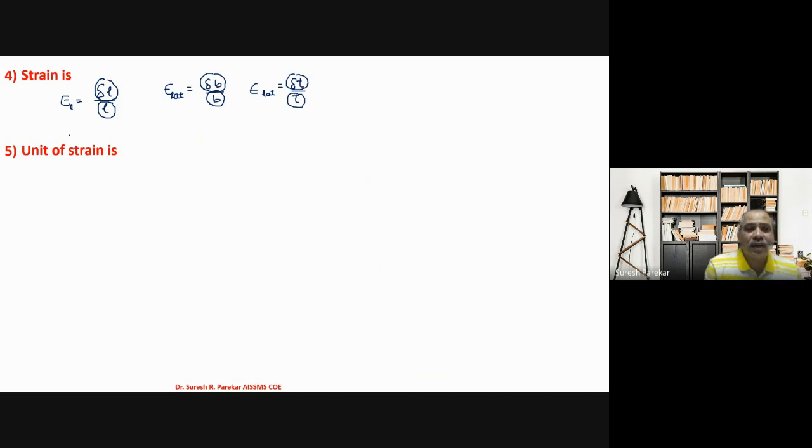Unit of strain. Now you can see, for any strain we have change in dimension upon original dimension. So the unit of both numerator and denominator is the same, maybe meter per meter, maybe millimeter per millimeter, which gets cancelled, and we have strain as a unitless quantity. So we have to keep this in mind.